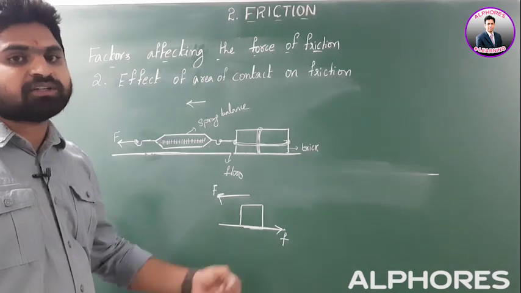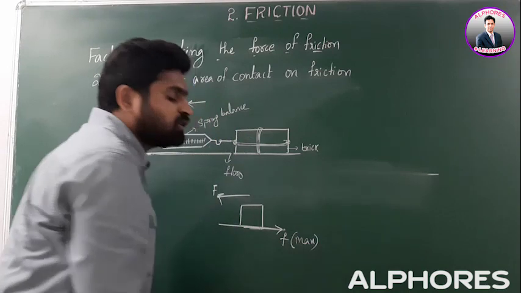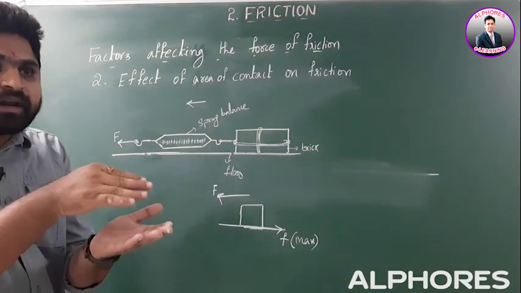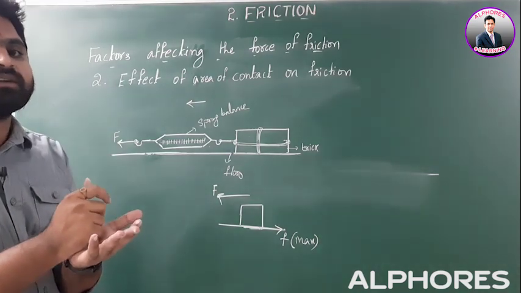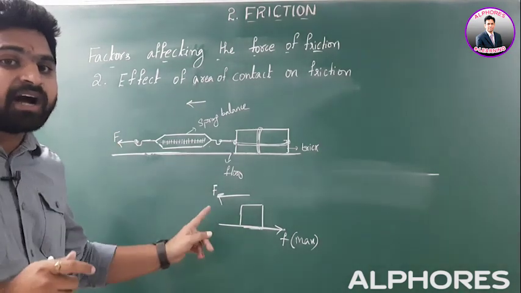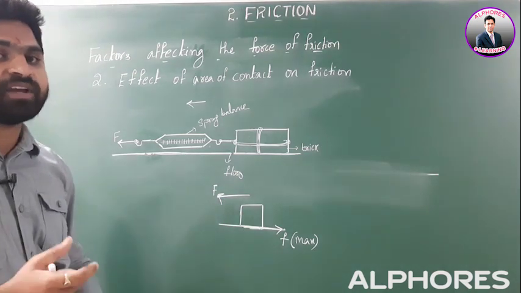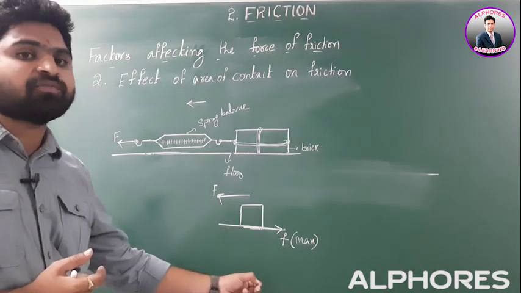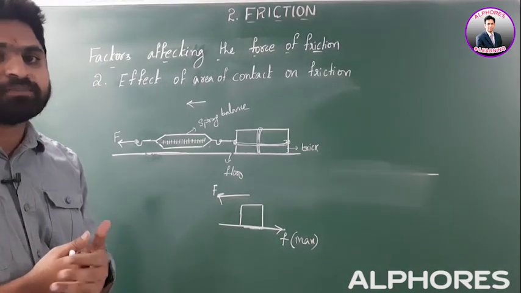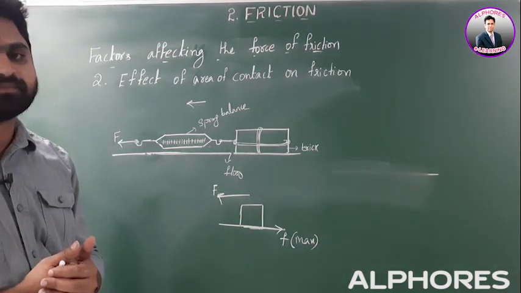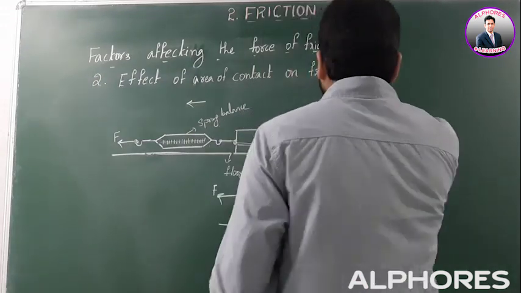So now we got the maximum static friction here. When the brick is ready to move, at that particular instant, the applied force is equal to maximum static friction, or we can also say the limit of the frictional force, the maximum limit of the frictional force, which we also call maximum static friction. Now, the second case.